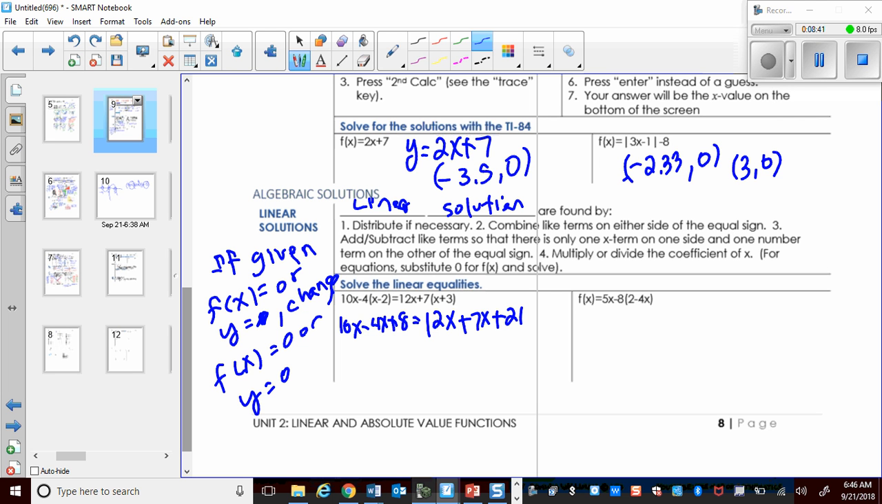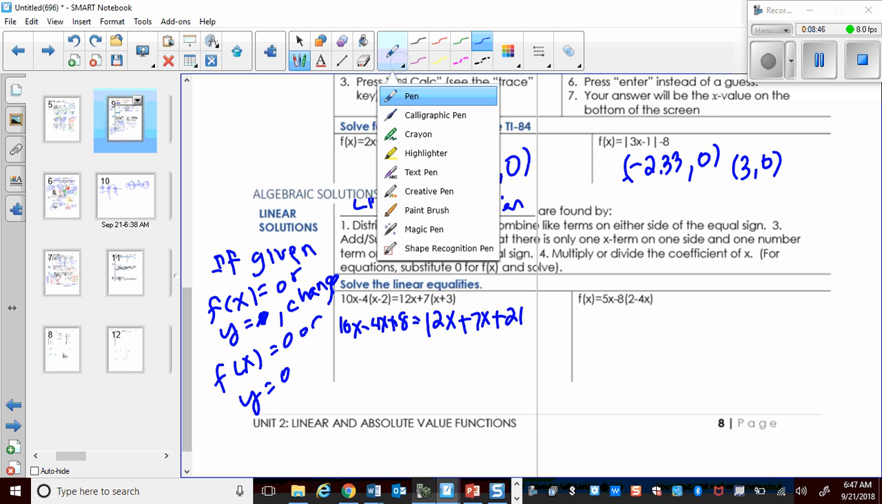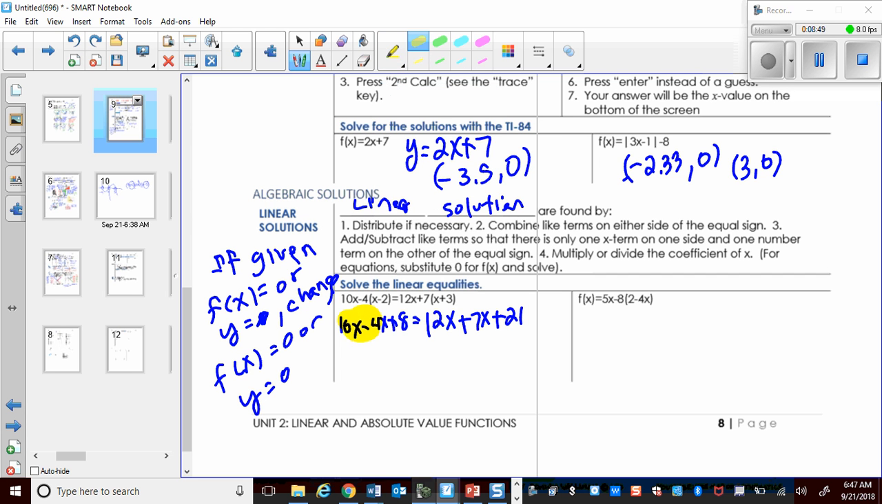Now we're going to see if we have to combine like terms on either side of that equal sign. And we do. If you can't see the like terms, I'm highlighting them. I have to combine these like terms and these like terms before I do anything else. And this becomes 6x plus 8 equals 19x plus 21. And then we're just putting our x terms on one side and number terms on the other. So 6x minus 6x on both sides of this equation. I get 8 equals 13x plus 21.